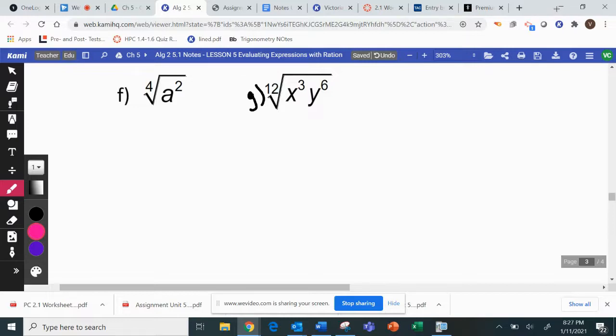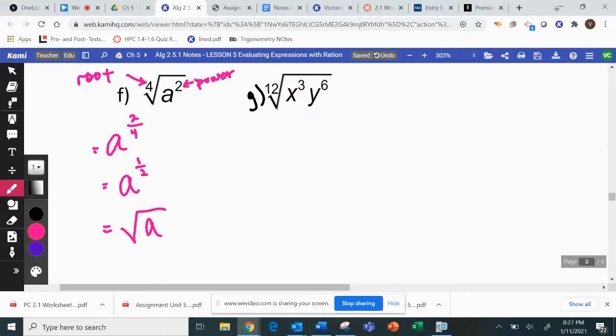Sorry, we're going to change this into A, and we're going to do the power over the root. So we're going to do A to the 2/4. And then that does simplify to A to the 1/2. And then we're going to put it back in radical form. So I get the square root of A as my simplified answer.